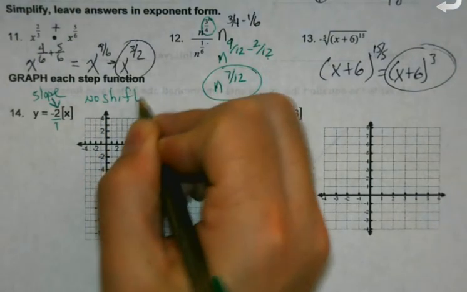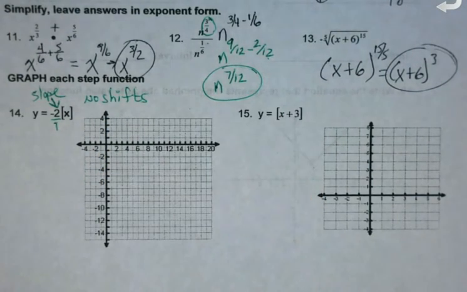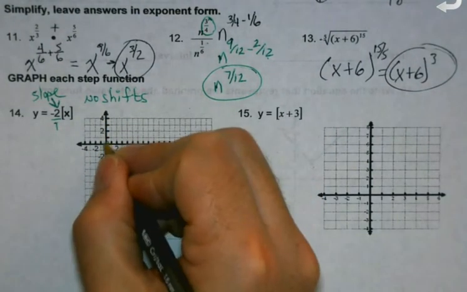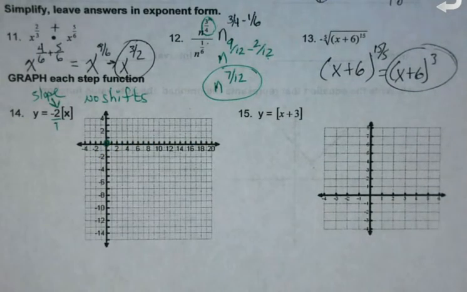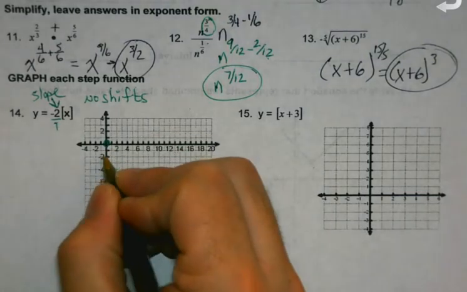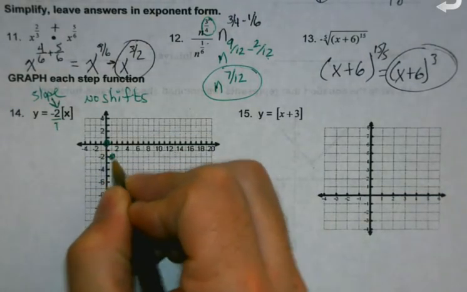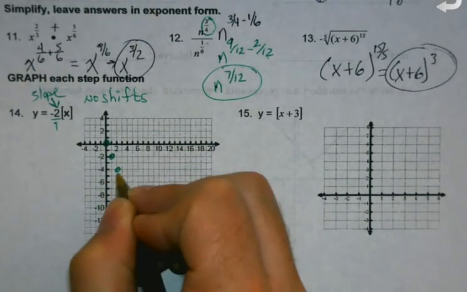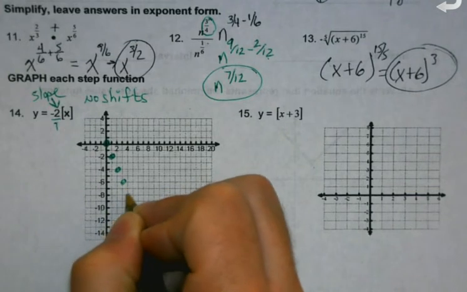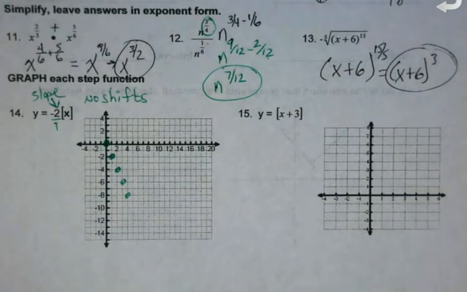where's my first dot going to be? 0. Nice big dot there on 0. And then I just follow with slope, and I'll get to the other part in a minute. So I'm going to go down 2 and right 1. Down 2 and right 1. And again, with step functions, typically we like to look at 5.